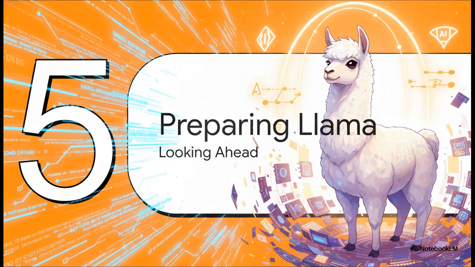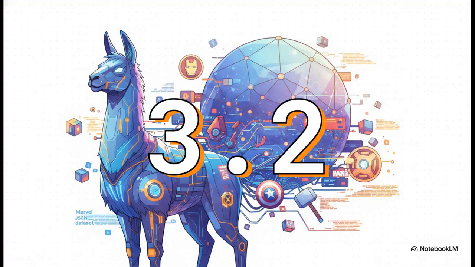Section 5. Preparing the Llama model. Looking ahead. So we have our correctly formatted JSON dataset in hand. Now we connect it to our ultimate goal, feeding it into a powerful, pre-trained model to truly make it our own. The specific model highlighted in our source material for this task is Llama 3.2. It's currently one of the absolute best open source models available for this exact kind of local fine-tuning. We're going to take our Marvel JSON dataset and inject it straight into this Llama architecture.